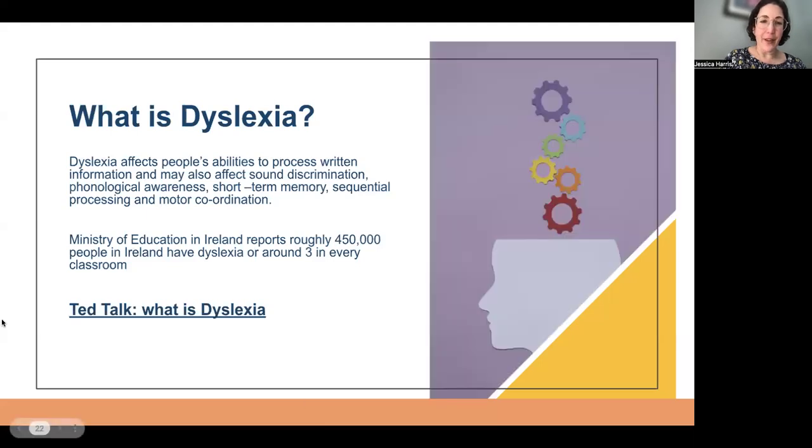So dyslexia affects people's ability to process written information and might also affect sound discrimination, phonological awareness, short-term memory, sequential processing, and motor coordination. Here in Ireland, the Ministry of Education roughly reports 450,000 people in Ireland have dyslexia, or around 3 in every classroom. So that's an important figure, and it's quite high here in Ireland. Perhaps you might discover the figures where you're tuning in from or where you're working.